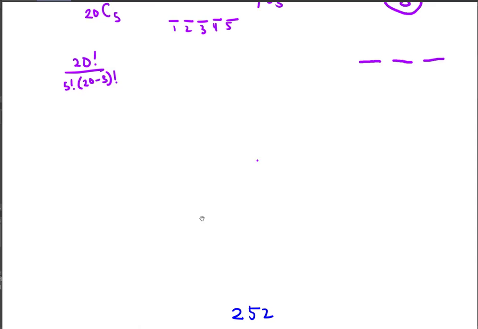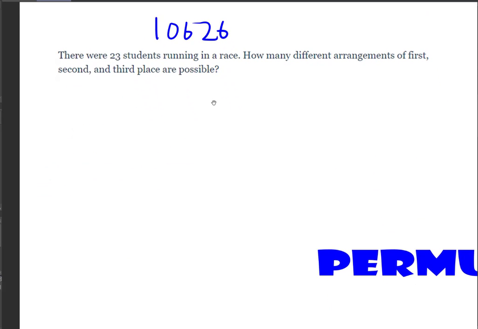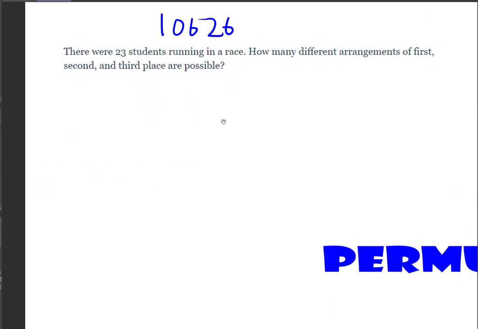All right, here I want you to go ahead and tackle this one before I even talk about it. So go ahead and think about it for a second. Which one would this be? Permutation or combination?